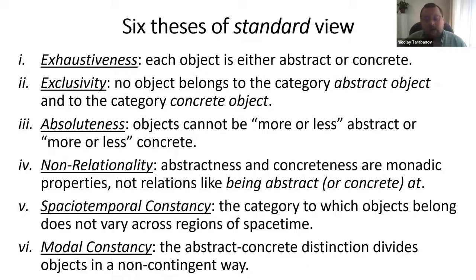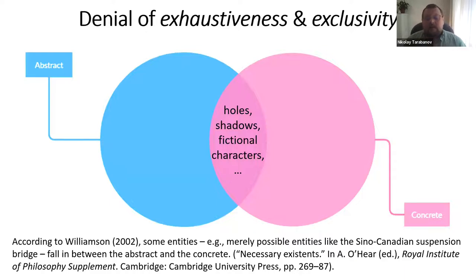For the lack of time, I'll focus on the first two theses, exhaustiveness and exclusivity, according to which the abstract-concrete distinction is exhaustive and exclusive. When paired with exhaustiveness, exclusivity partitions all objects, as we've seen earlier, into the two categories of abstract object and concrete object. Of course, we could deny exhaustiveness and exclusivity, positing objects that are neither abstract nor concrete, or vice versa, both abstract and concrete.